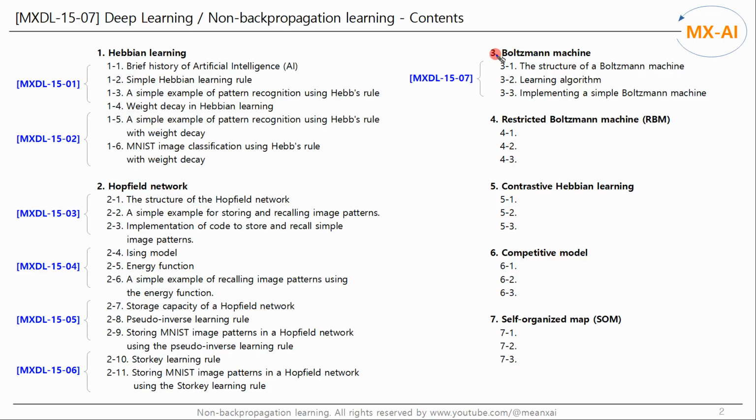In this video, we looked at the Boltzmann machines. In the next video, we'll look at the restricted Boltzmann machines.